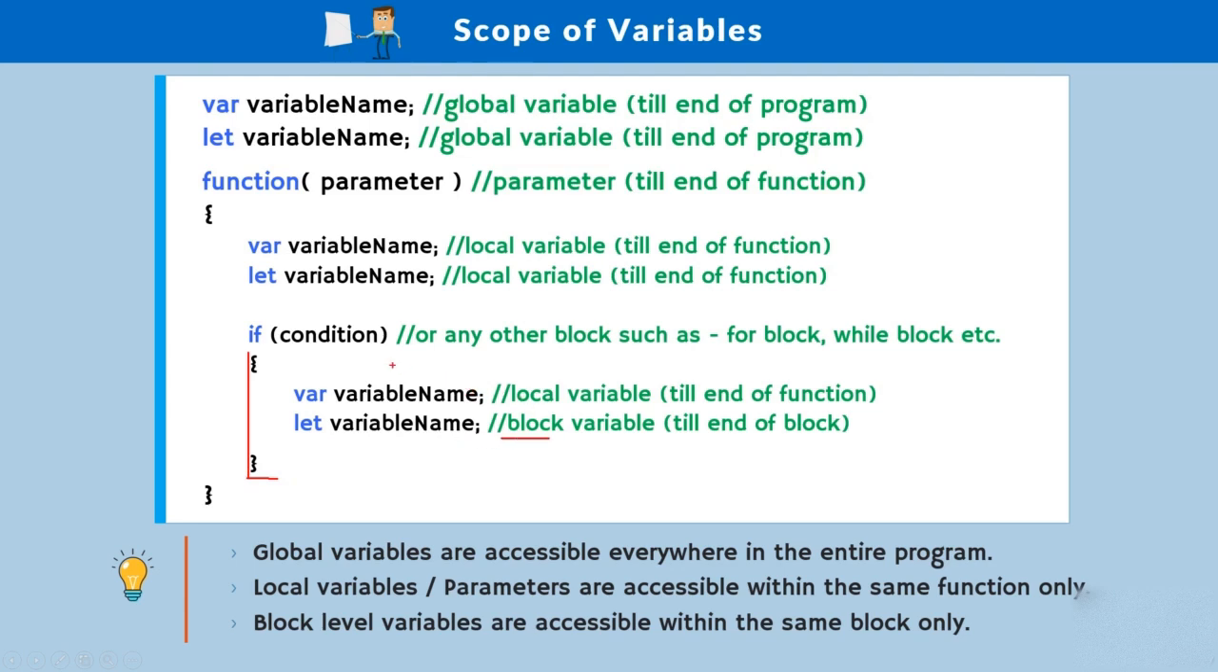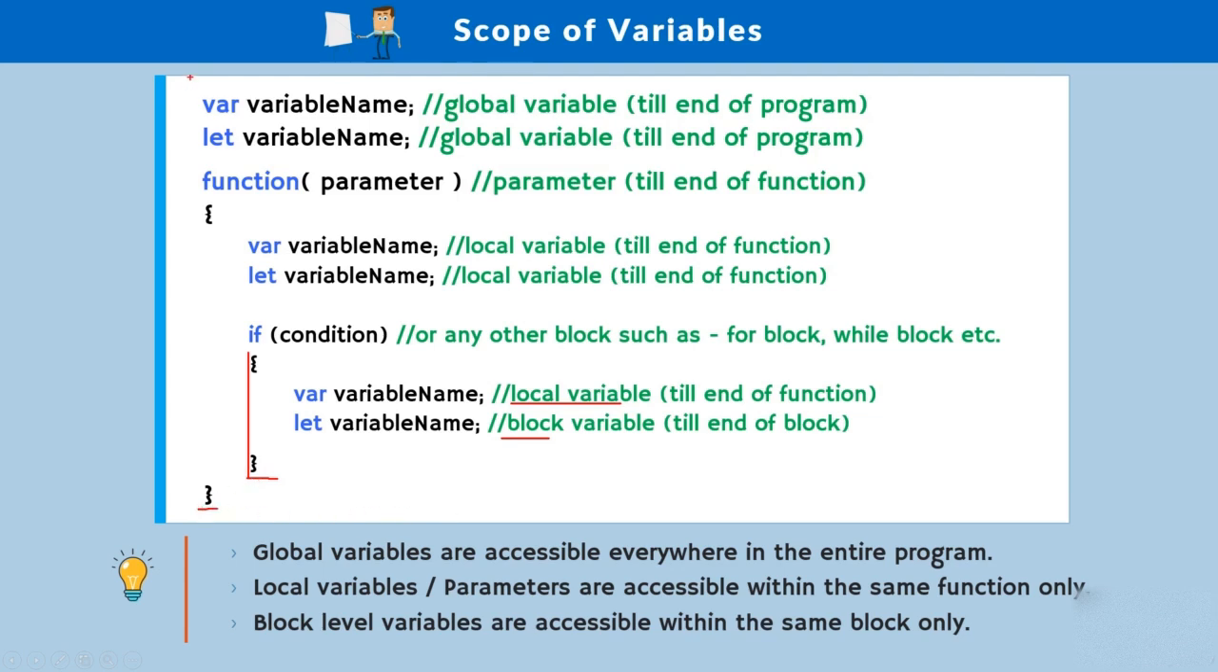But inside the block, if you try to use the var keyword, that will not declare a block level variable. So it declares a local variable. So these local variables are available even after closing the block, that is till the end of the same function.